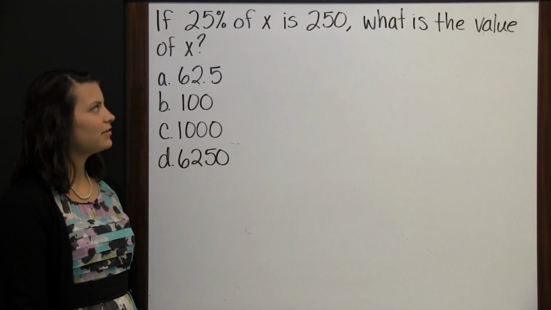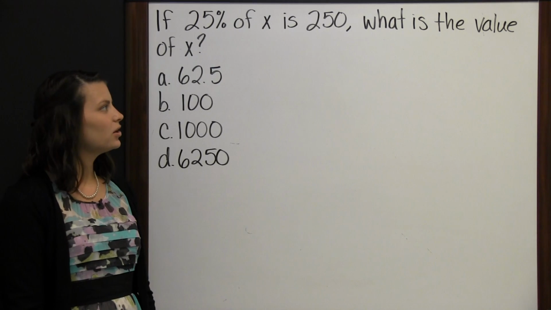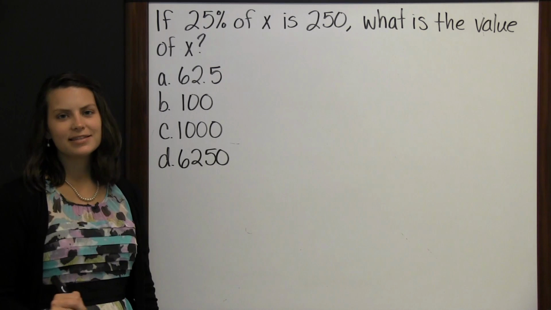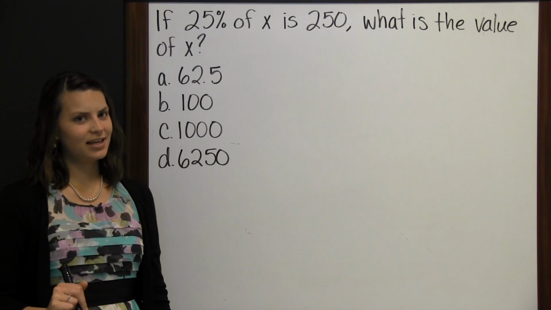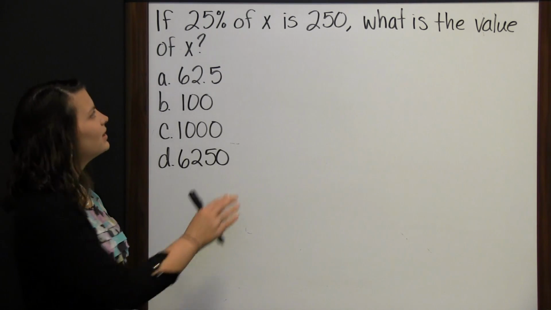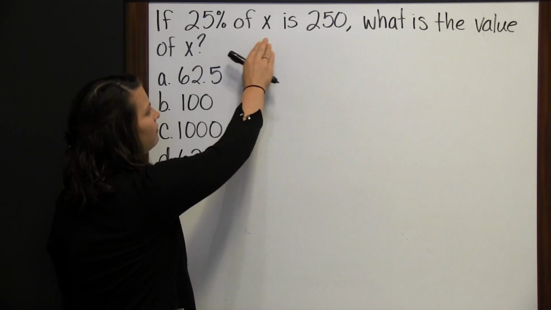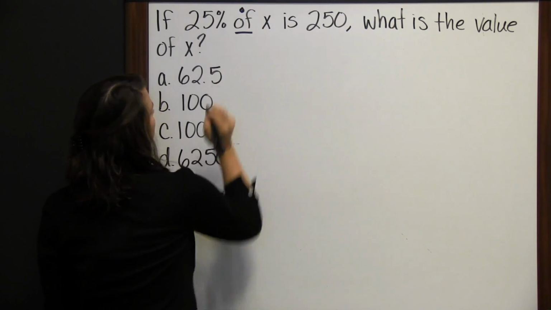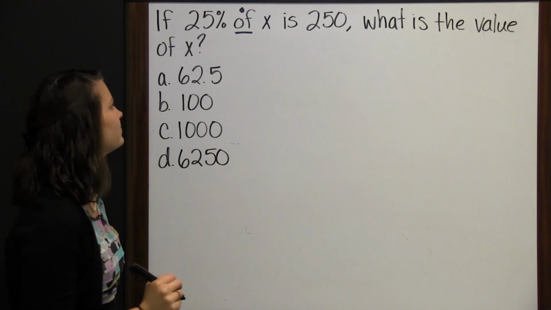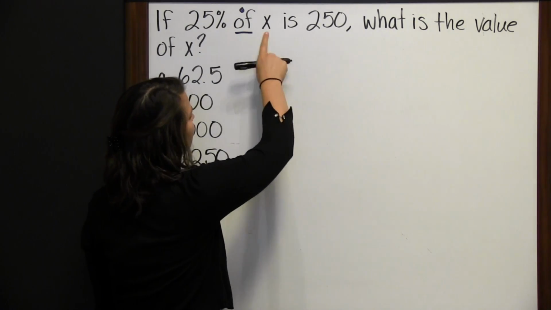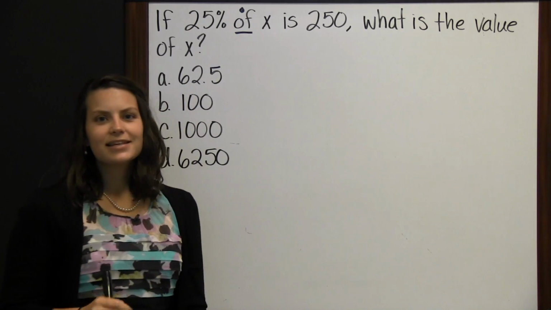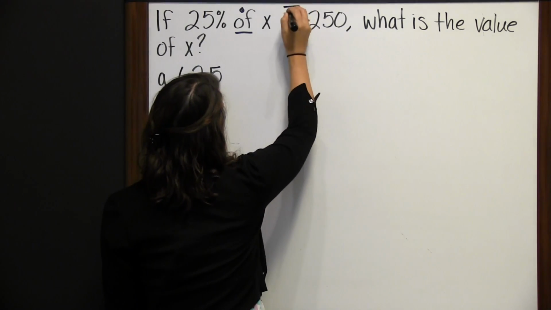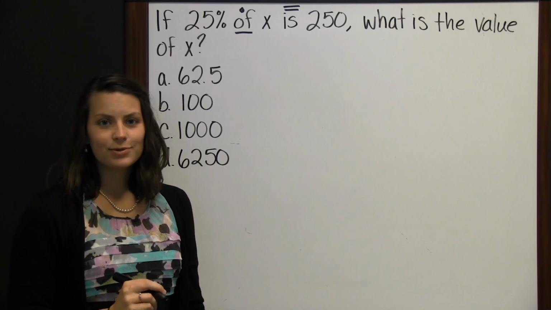If 25% of x is 250, what is the value of x? We're going to start by decoding this sentence. We're going to translate it into a math equation. It says 25% of x. And this word of tells us to multiply. So I'm going to put a little multiplication dot above it. So we're going to multiply 25% and x. Is a very important word in math because is an equal sign. So wherever you see that word is, you can put an equal sign there.